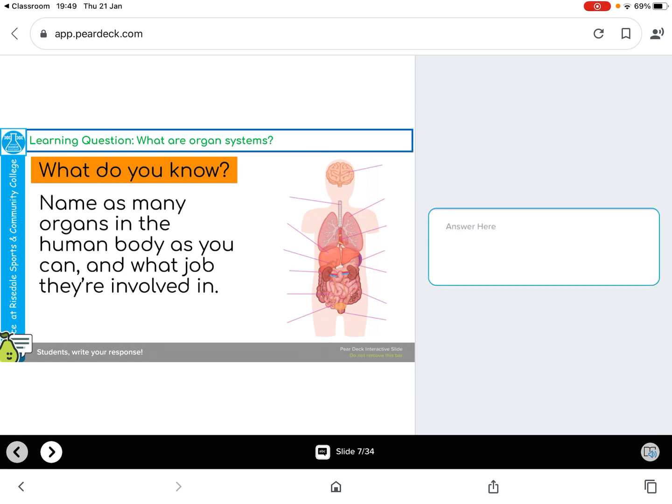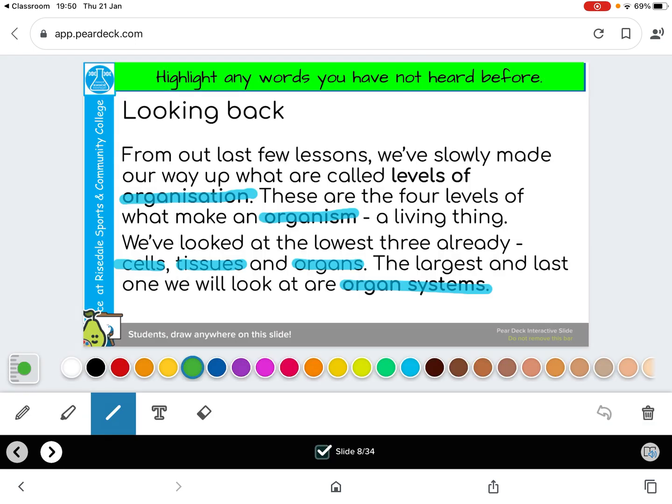Next question was to name as many of the organs in the body as you could. And I was very, very impressed with the effort that you put in. I did put the picture in to help you, but I was pleased with the ideas that you came up with. And then some looking back.